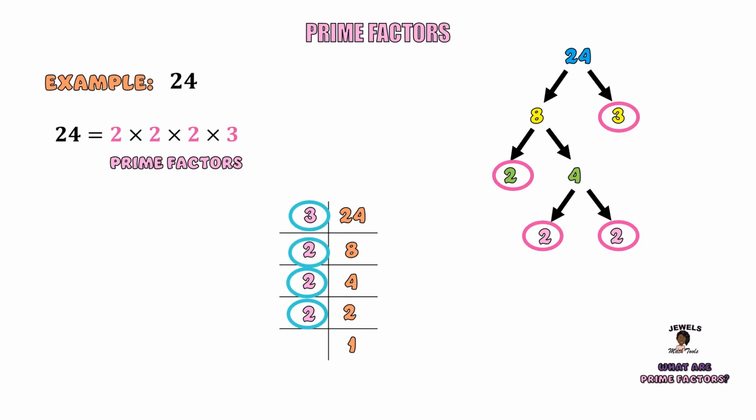So you can see that these are two methods that we can use to express 24 as a product of its prime factors. And these prime factors can all be multiplied together to give you back the original number that you began with. Okay? So there you have it. We just discussed what prime factors are. Remember that prime factors are the factors of a number which are all prime numbers. So make sure that you practice factorizing some more numbers so that you can learn how to get the prime factors of your numbers by simply practicing.